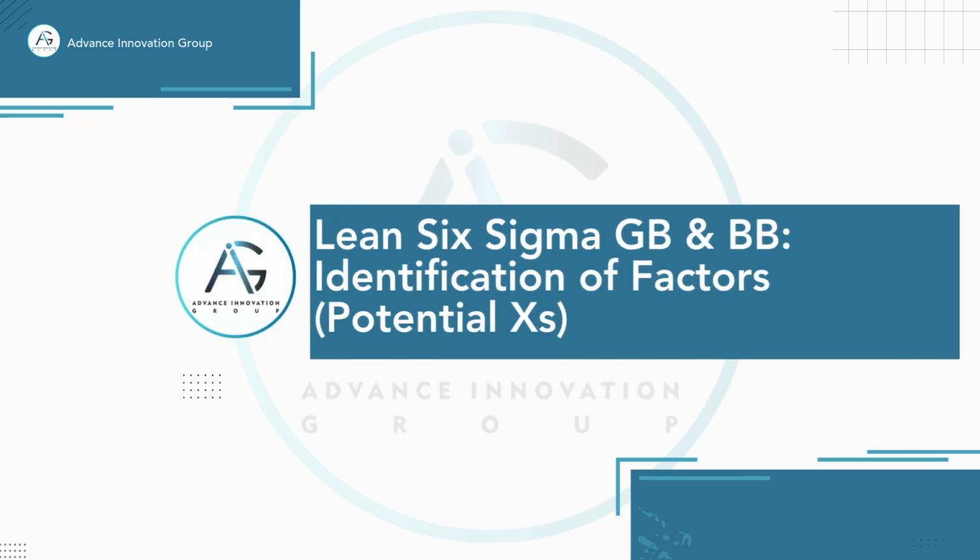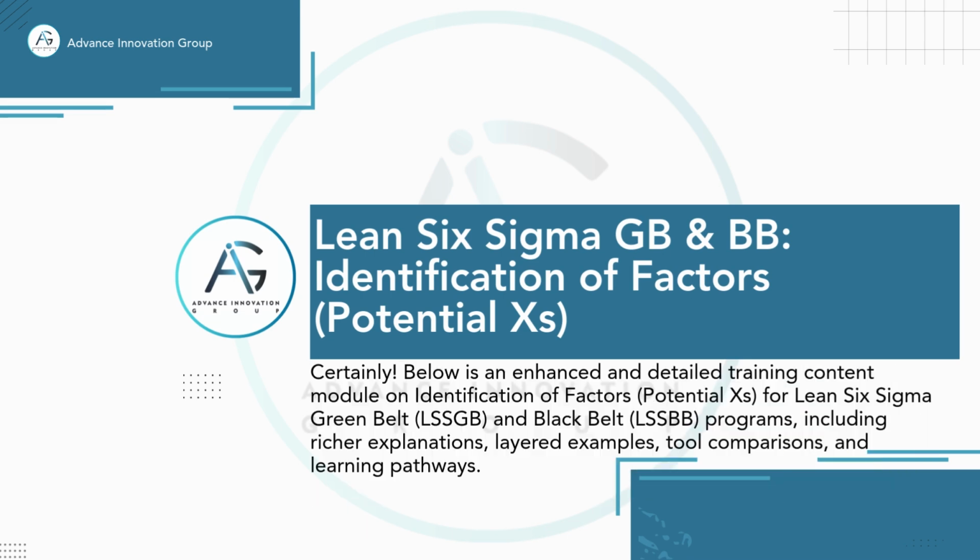Lean Six Sigma Green Belt and Black Belt: identification of factors, potential X's. Below is an enhanced and detailed training content module on identification of factors, potential X's, for Lean Six Sigma Green Belt, LSSGB, and Black Belt, LSSBB programs, including richer explanations, layered examples, tool comparisons, and learning pathways.